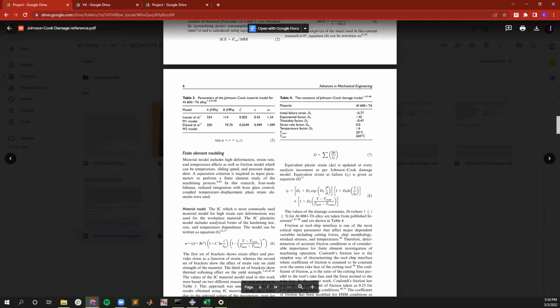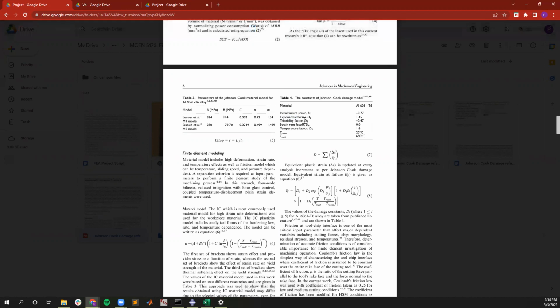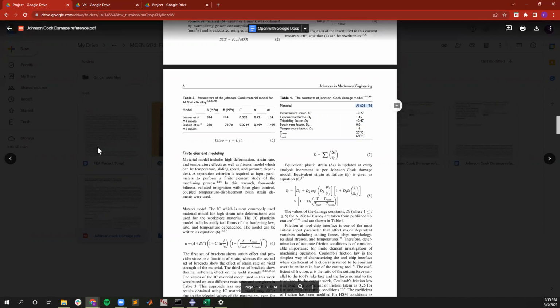So as you can see here, D1 is the initial failure strain, D2 is the exponential factor, D3 is the triaxiality factor, D4 is a strain rate factor, and D5 is the temperature factor. And these are all tabulated very well in many research papers for aluminum by itself, which was pretty easy to find and very nice to have.